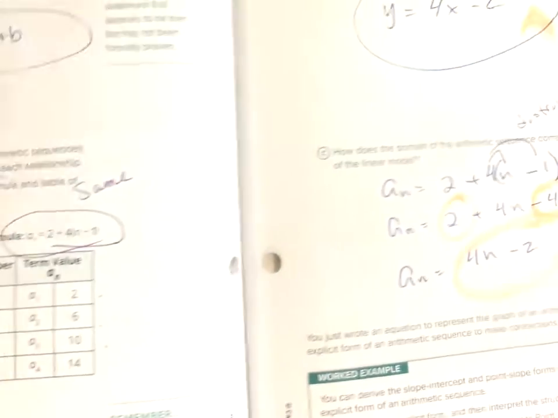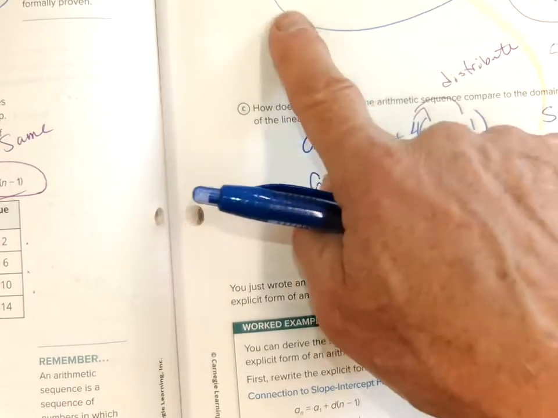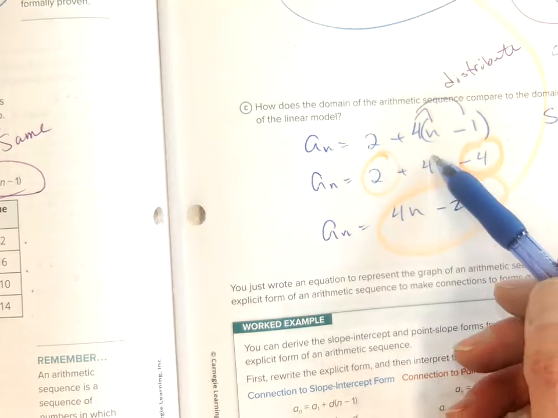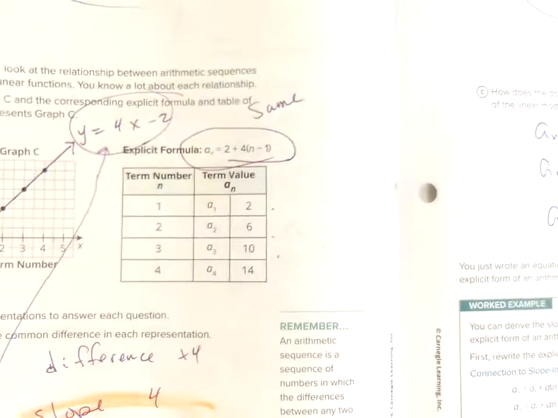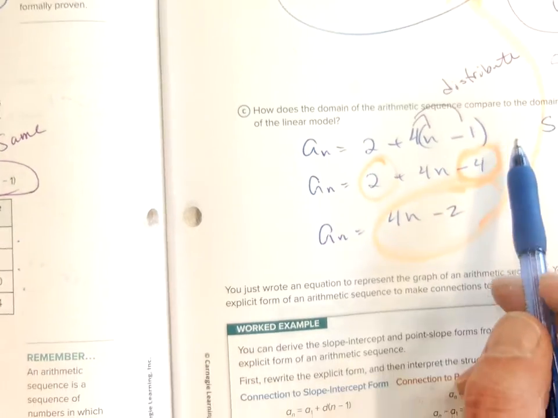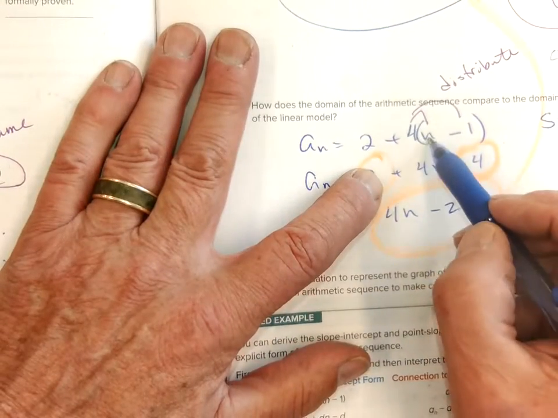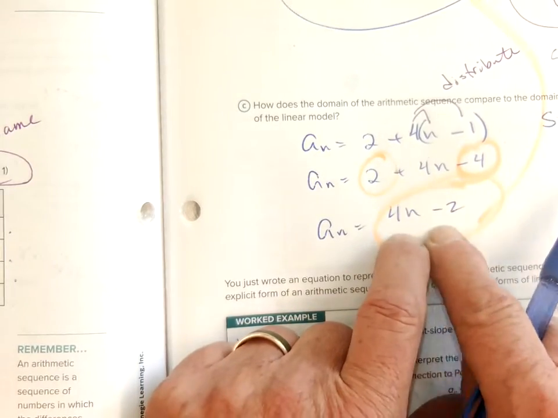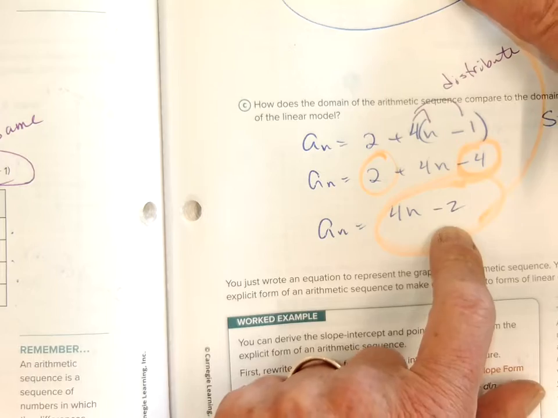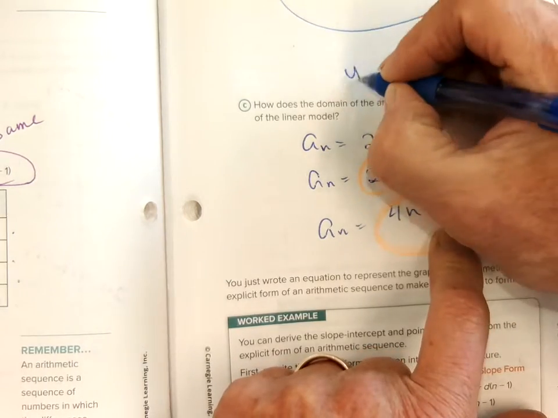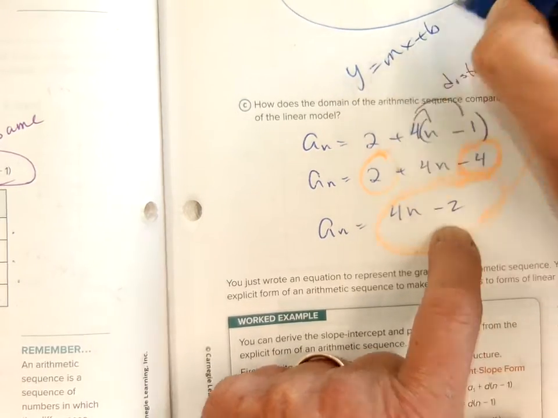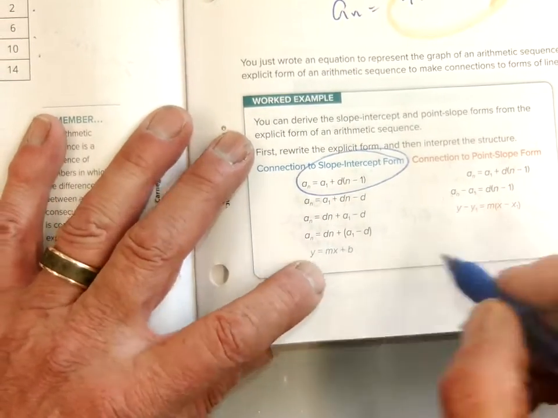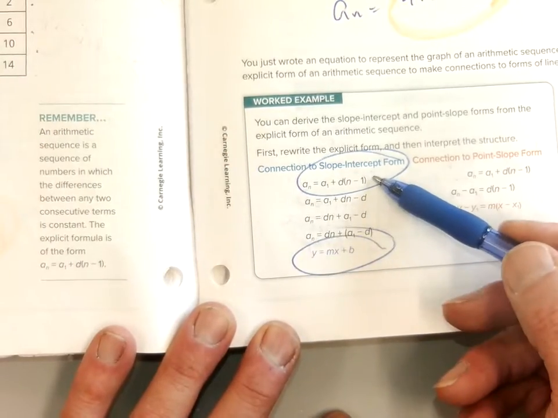So then we came up with the equation, and we simplified how these two can be the same. I took my sequence from over here and rewrote it, and then I simplified it: 4 times n, 4 times negative 1. I put my two integers together, and I got 4n minus 2. So sure enough, a linear equation in the form of y equals mx plus b can also be the same as an arithmetic sequence. And that's what we talked about.